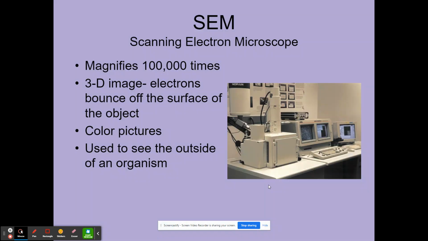The scanning electron microscope, instead of creating a 2D image, creates a 3D image, which is awesome, and it's 100 times its regular magnification. The cool thing about the scanning electron microscope is that a lot of times you can see colored pictures, because you're just looking at the outside of an organism, or you can use staining to see those images.